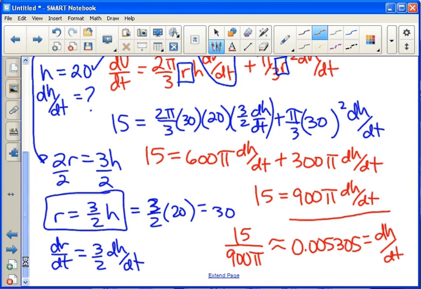If you're still not sure about it, I'd encourage you to just back up the video a little bit and go through it again. You do have to use a relationship between the radius and the height in order to solve this one.